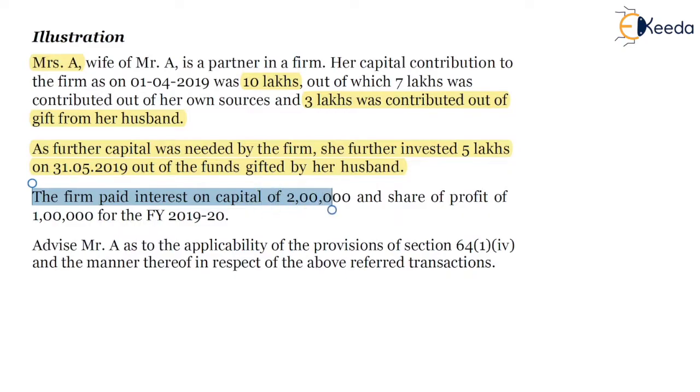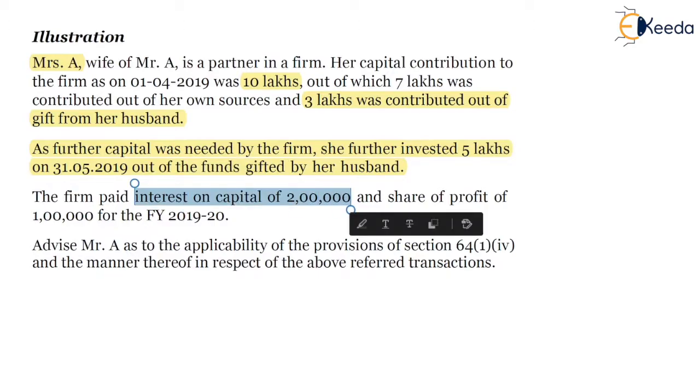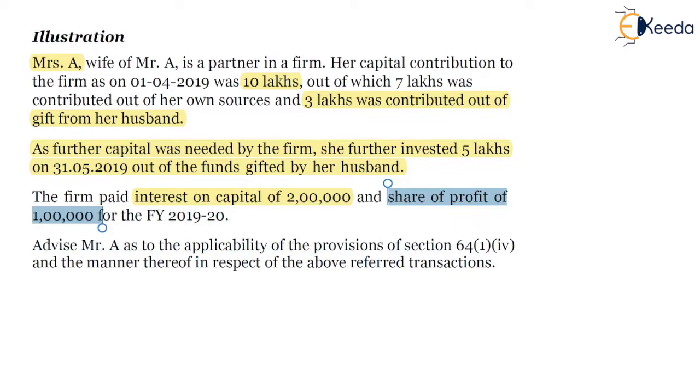The firm paid interest on capital 2 lakhs and share of profit 1 lakh for the financial year 1920. So two streams of income you can see over here, wherein interest as well as profit has been paid. Interest on capital we will consider, right? However, share of profit, you can observe that share of profit is not taxable in the hands of the partner, since the income itself is exempted under section 10(2A). Since Mrs. A won't be taxable on the share of profit, this income won't be clubbed in the hands of Mr. A. The income that will be clubbed is interest on capital of 2 lakhs, provided such an amount is taxable in the hands of Mrs.